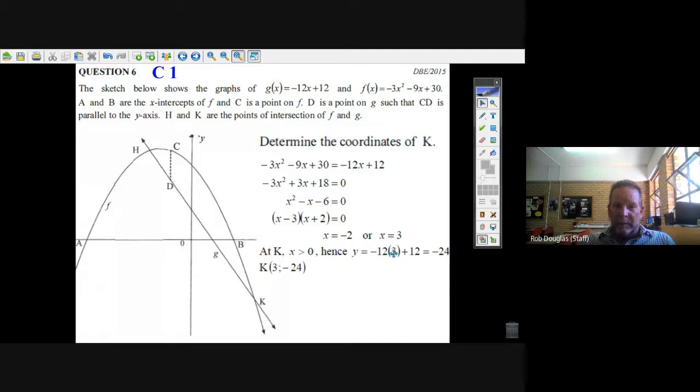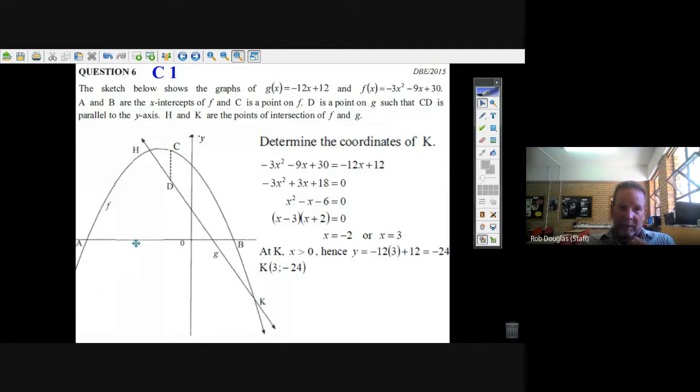So all we do is we take 3 and put it back into the original formula. Actually, even better, put it into the line. You could put it into the parabola, but put it into the line. That's easier. Minus 12 times 3 plus 12. That means K is minus 24. So it's better to put it back into the line than it is to put it back into the parabola.